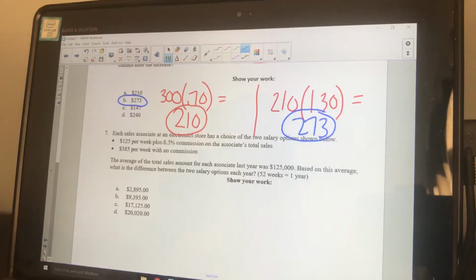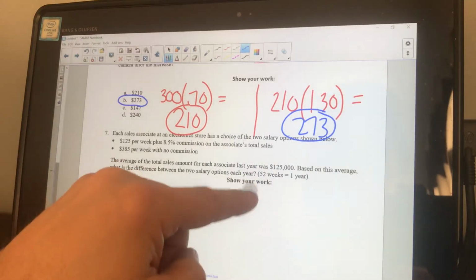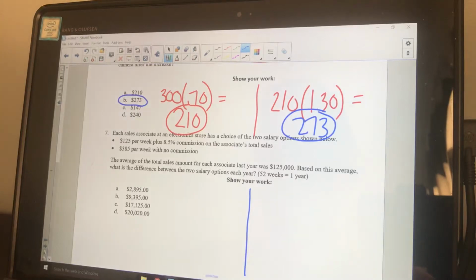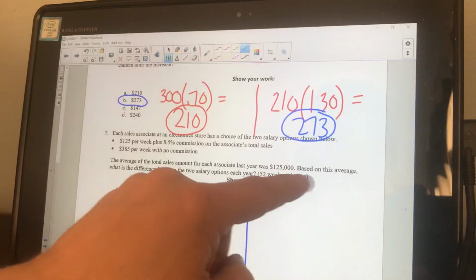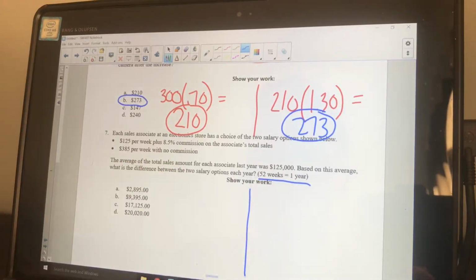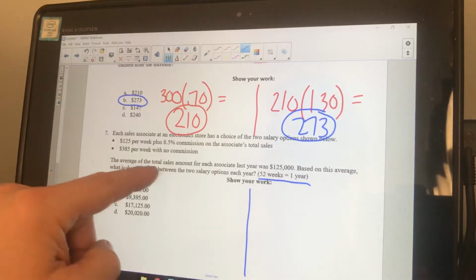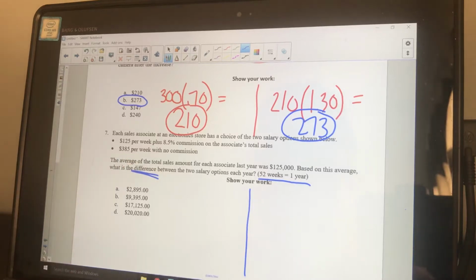Each sales associate in an electronics store has a choice of the 2 salary options below. You can get $125 per week plus an 8.5% commission on the total sales, or $385 per week with no commission. And obviously there's 52 weeks in the year, okay? What is the difference between the two salary options?